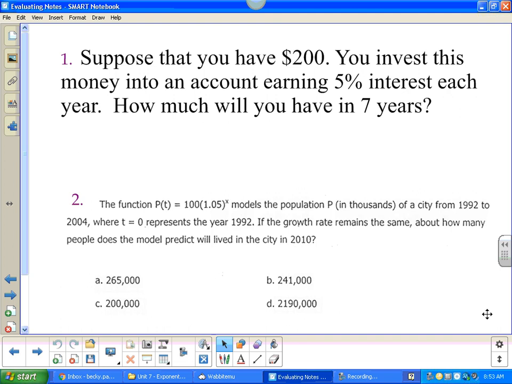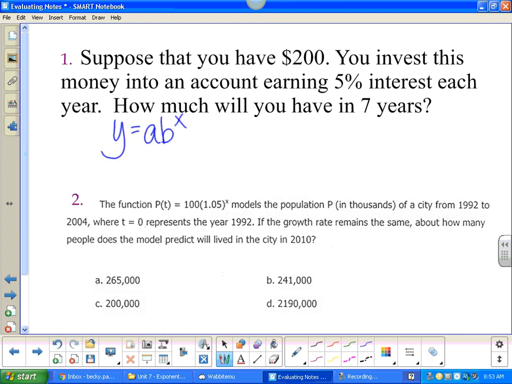Okay, well, just to recap, our function is this for exponential. This is my starting value, this is my growth or decay, and this is my time. So what was my starting value? $200. I am earning 5%.